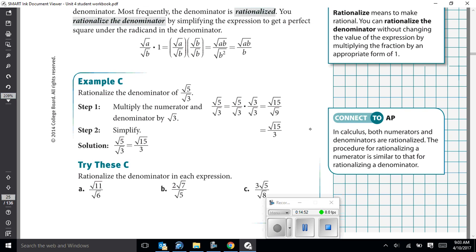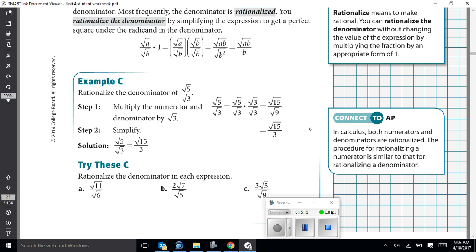So let's look through this. Rationalizing the denominator, we have the square root of 5 divided by square root of 3. We want to multiply the numerator and denominator by the square root of 3. So we're going to multiply top and bottom by square root of 3. So it's like multiplying by 1, so we're not changing its value. It's kind of like it's changing its output. You're changing how it looks, but not what it represents.